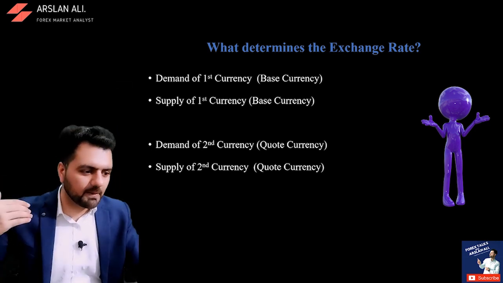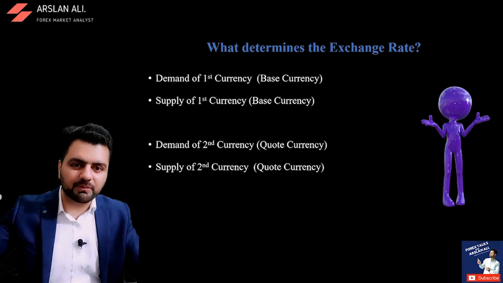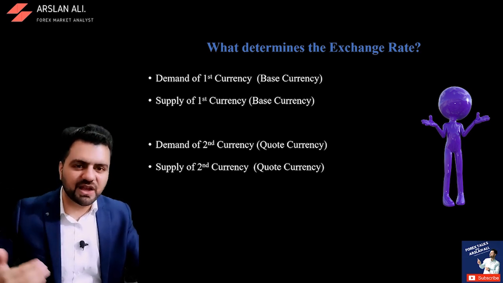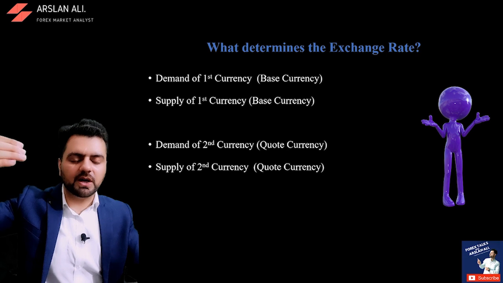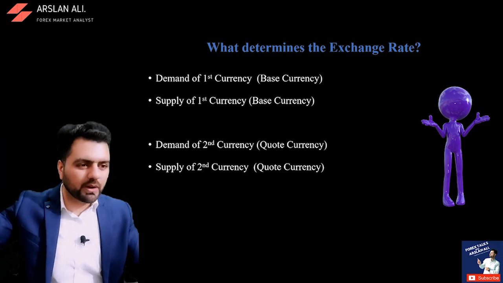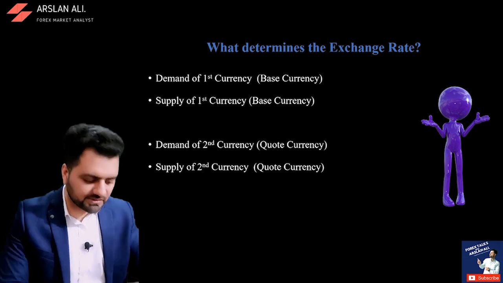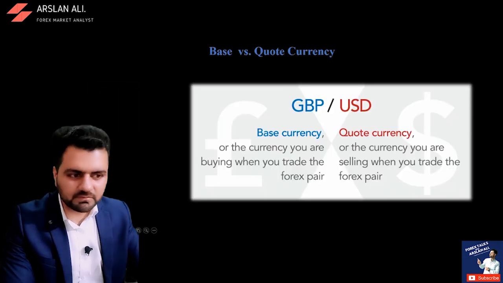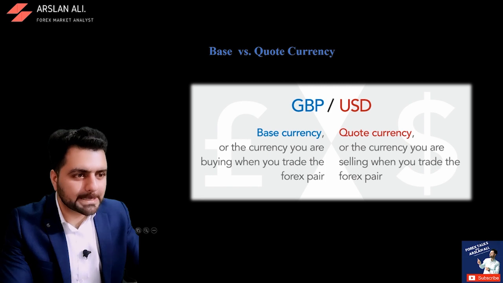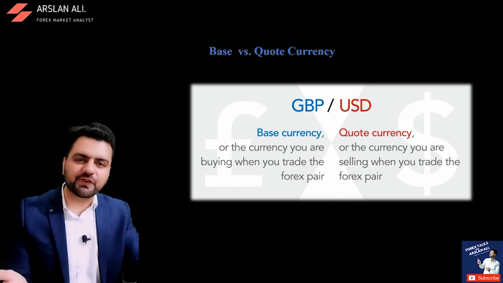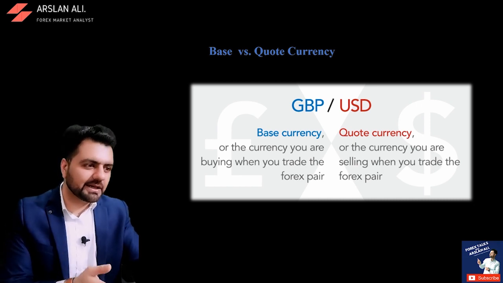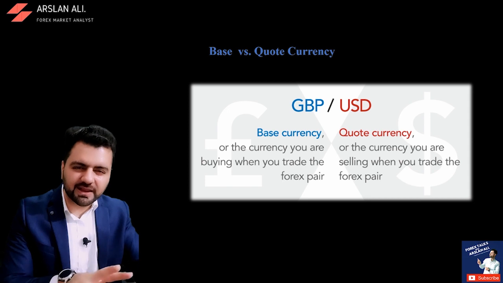If the demand for some currency is rising, the exchange rate for that particular currency goes up, and likewise if the demand is falling, the exchange rate will also drop. Okay, so base versus code currency. The base currency is, as I said, the first currency in the pair, and the code currency is the second currency in the pair.